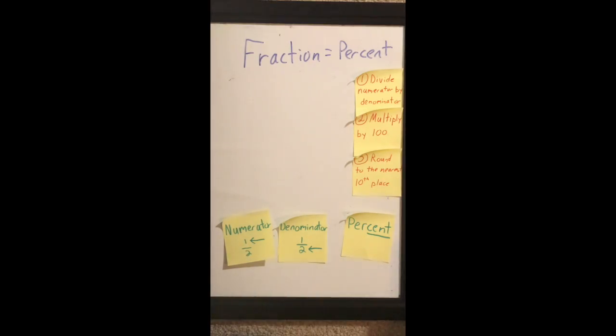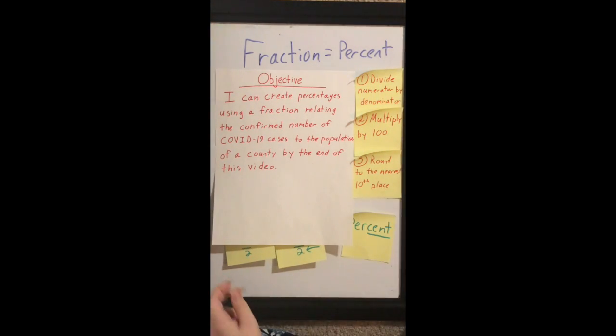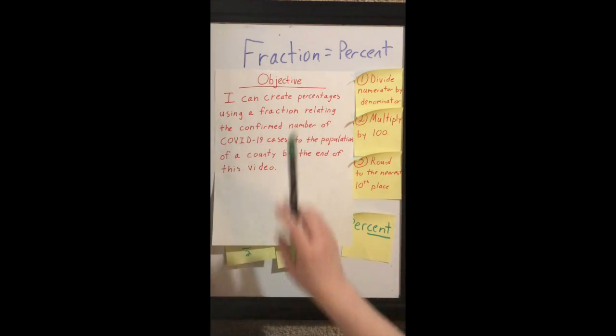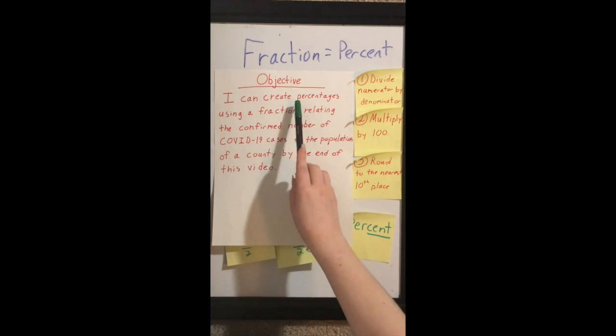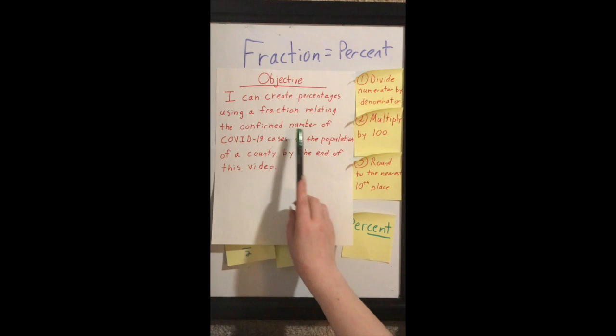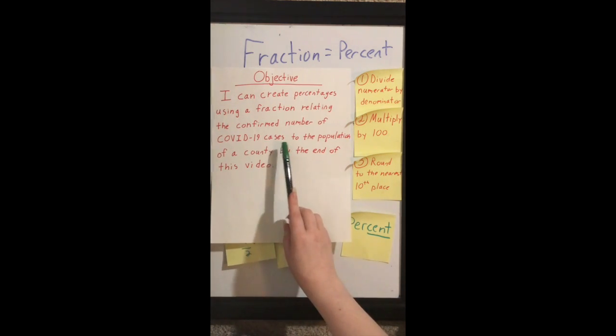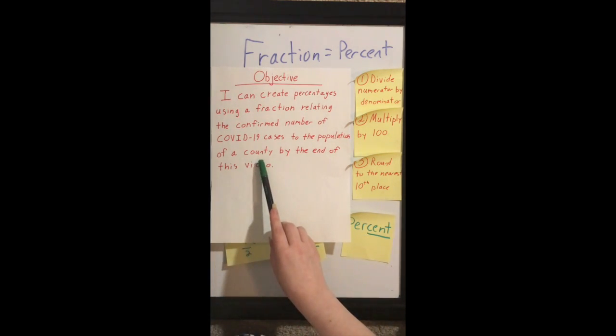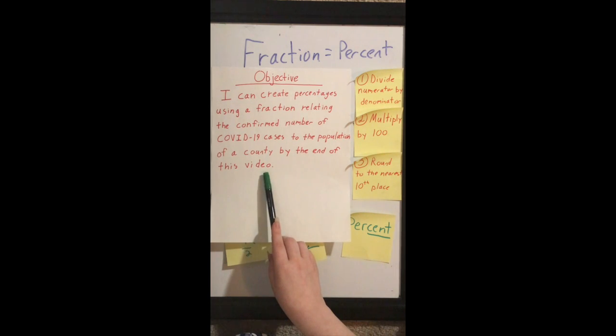I forgot to go over our objective one last time. So, before you click off of the video now, let's just go over our objective to confirm that we understood the lesson entirely. So, here's our objective once more. And I'm going to read over it one more time just to make sure that you understood all of the concepts. So, our objective for today is, I can create percentages using a fraction relating the confirmed number of COVID-19 cases to the population of a county by the end of this video.